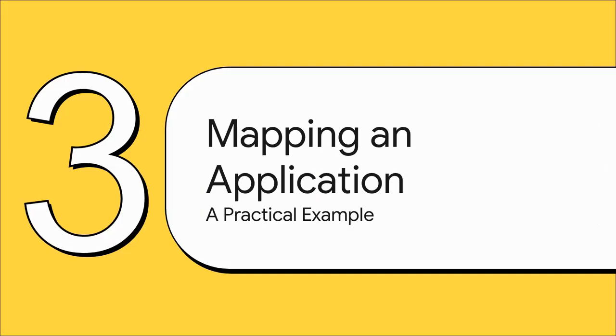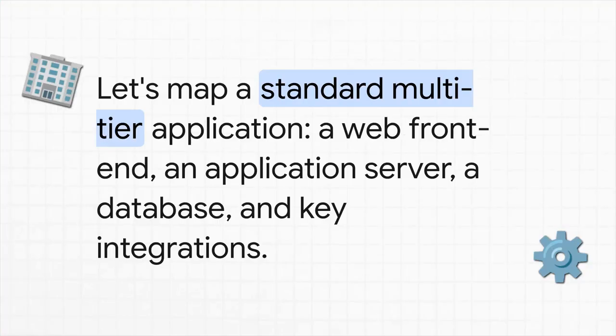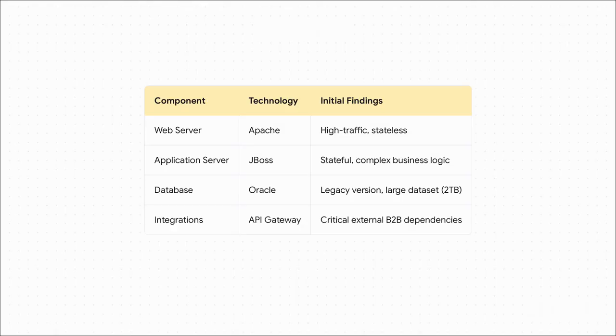Okay, enough with the theory. Let's make this real. How does this blueprinting thing actually work in practice? We're going to walk through a real-world example and map out a pretty typical application stack. So we're going to look at a standard multi-tier app. You know the kind. It's the sort of thing that's running in thousands of data centers right now. It's got a web server, an app server for all the heavy lifting, a database, and some really important integrations.